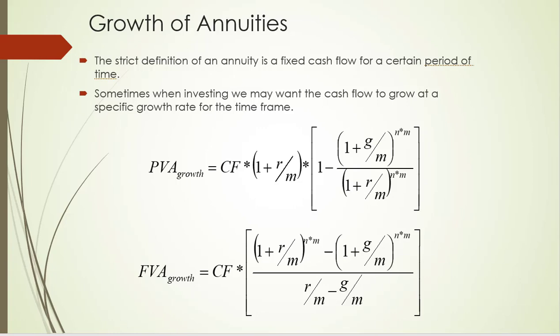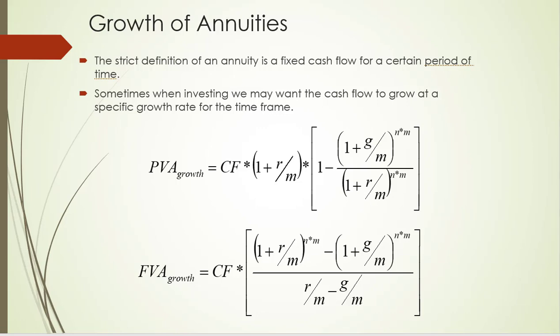In this video, we're going to continue talking about discounted cash flow valuation. So let's start with just an expansion of a topic we've had before, which is to talk about annuities. Now, the strict definition of an annuity is a fixed cash flow for a certain period of time. But sometimes there'll actually be some strategic growth.